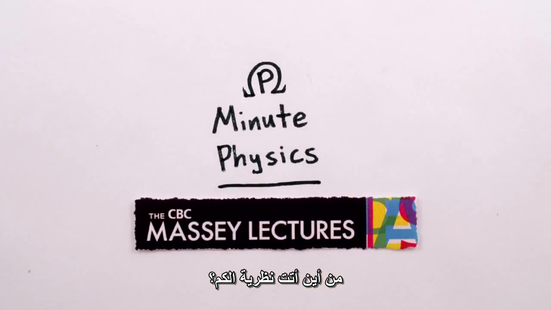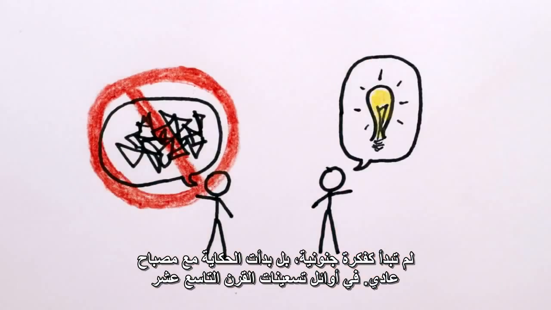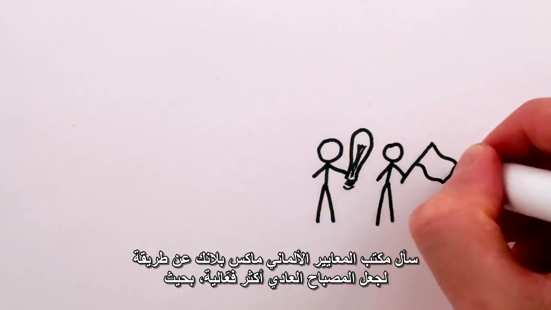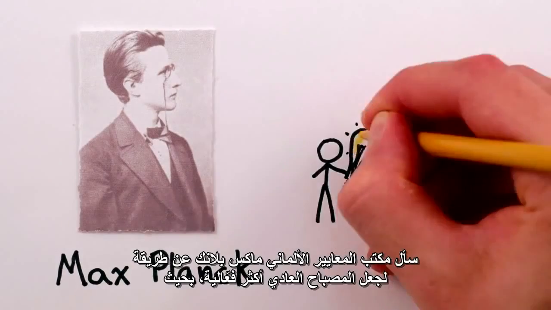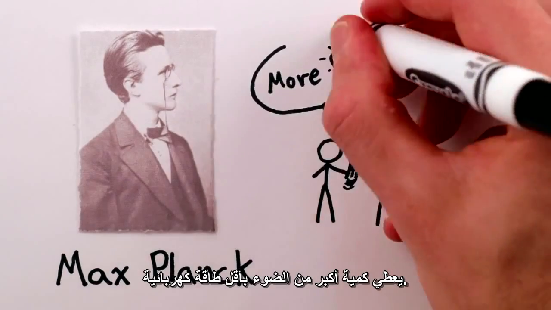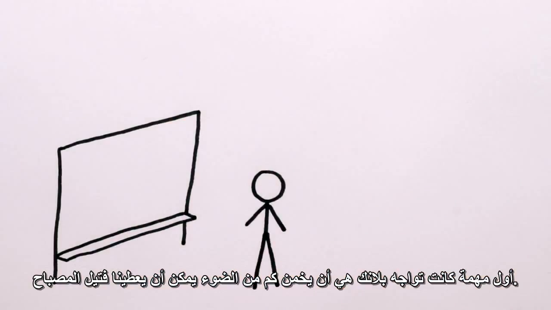Where did quantum theory come from? It started not as a crazy idea, but with a light bulb. In the early 1890s, the German Bureau of Standards asked Max Planck how to make light bulbs more efficient so that they would give out the maximum light for the least electrical power. The first task Planck faced was to predict how much light a hot filament gives off.